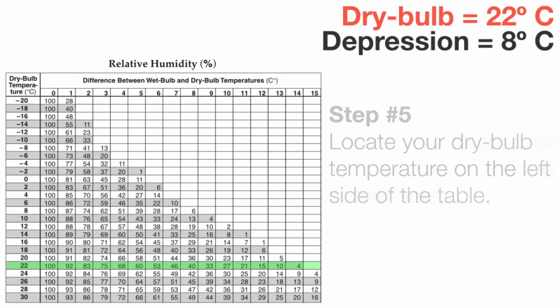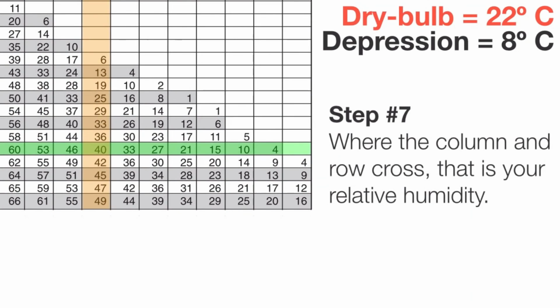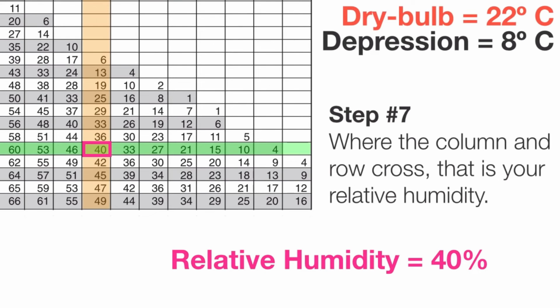Then, step 6, we're going to locate the depression on the top. In this case, it's 8 degrees Celsius, and we're going to come down. Notice we didn't really use the wet bulb on this chart. We're simply using the dry bulb, which is the same as the air temperature, and the depression, which is the difference between the dry and the wet. Now notice how my green row and my orange column intersect. Where they intersect, that would be your relative humidity, which in this case is 40%. It's as simple as that.